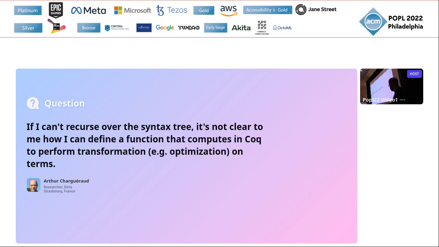Okay. Next question. Thank you for all the questions, R2. If I can't recurse over the syntax tree, it's not clear to me how I can define a function that computes in Coq to perform transformations like optimization on terms. I'm having trouble picturing what that would look like. Can you write an optimizer on your terms? Well, you can't write a function that would actually need to change the syntax tree itself. We can get away with operations that are completely abstract over the grammatical details because our operations just affect, basically, Tealeaves is all about thinking about what happens to occurrences of variables. So I'm not sure if we could do this.